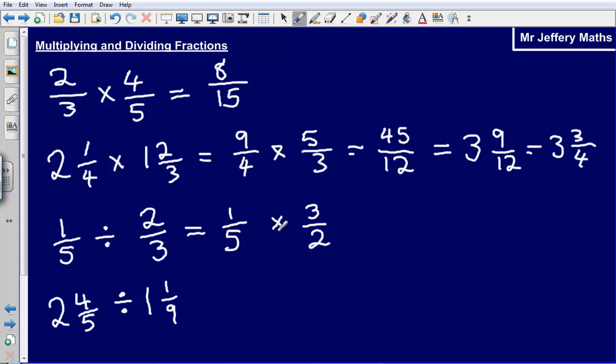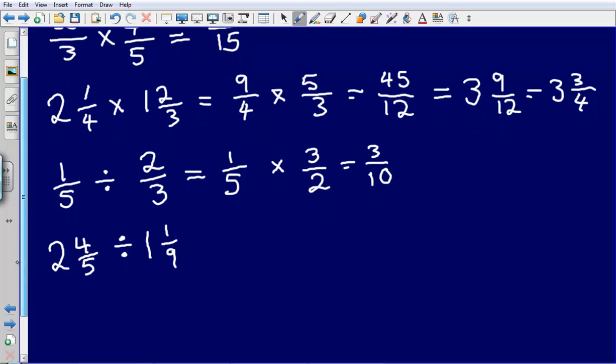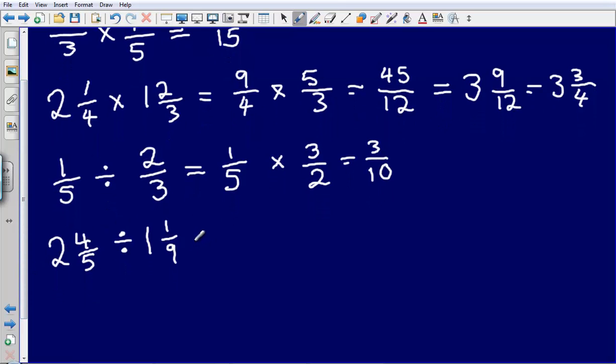So it becomes 1/5 multiplied by 3/2, and so that gives me an answer of 1 times 3 is 3, and then 5 times 2 gives me 10. So that gives me an answer of 3/10. So next one here, I've got 2 4/5 divided by 1 1/9.